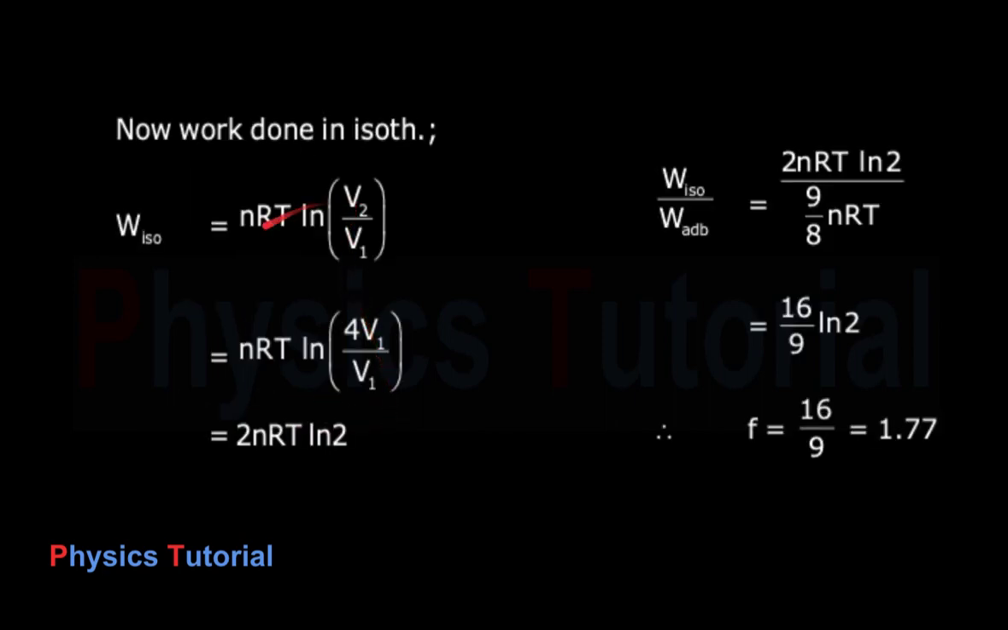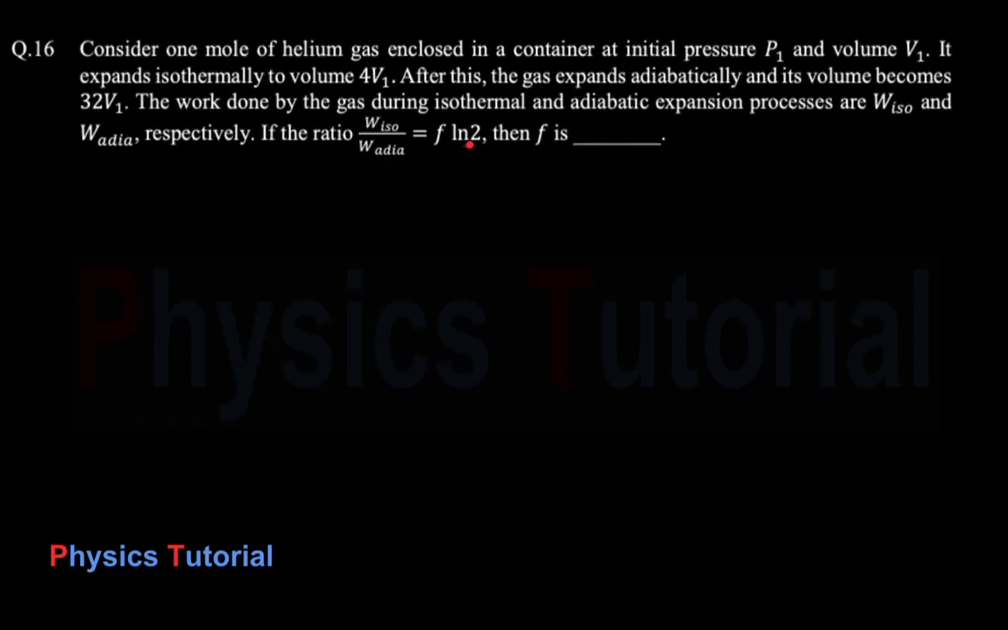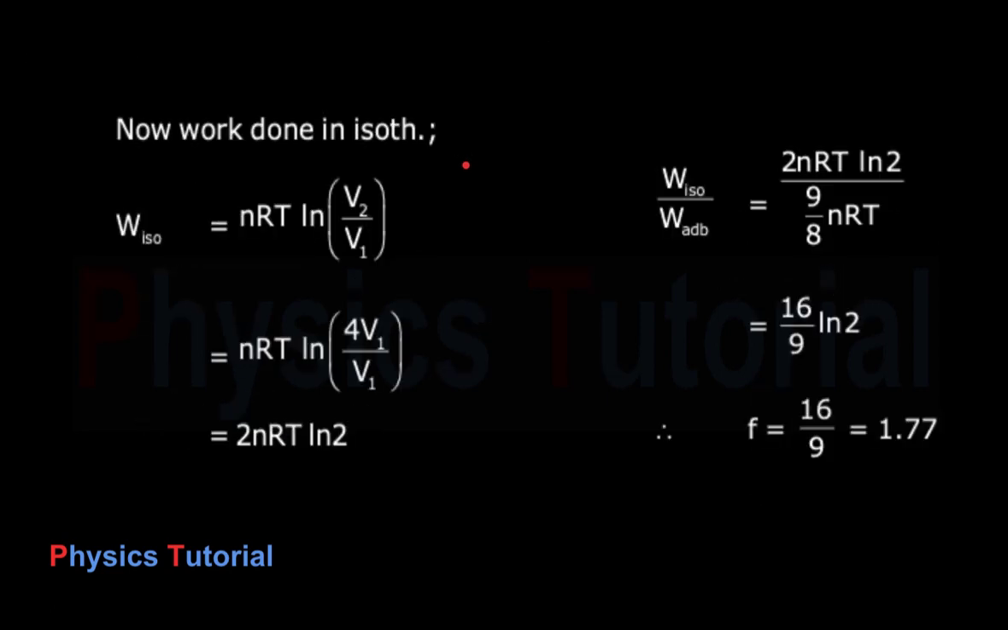Now for work done in the isothermal process, nRT ln V2 by V1. By multiplying 2.303, you can put log base 10 also, but no need to do that over here because ln2 you all know well the value, as in the question it is given in terms of ln2. So no need to write 2.303 log, better ln V2 by V1. So nRT ln 4V1, that is final volume, and initial volume was V1. So after taking the ratio, you find here ln4, and ln4 can be written as 2 ln2.